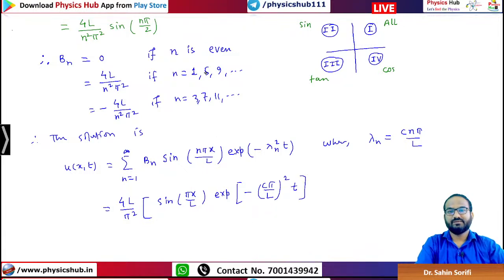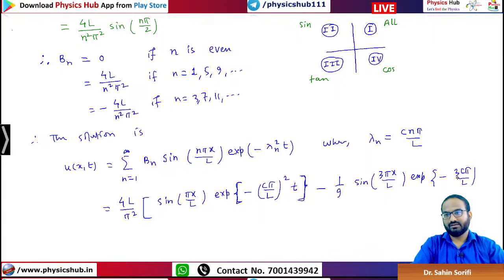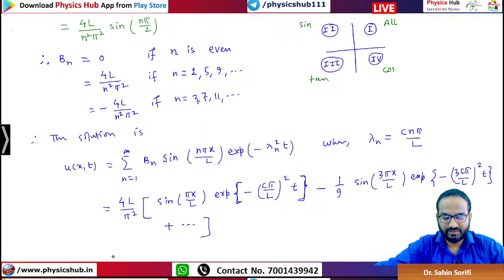For the second term, you have to choose n equals to 3. So this becomes minus 1 by 9 sin 3 pi x by L exponential minus 3c pi by L whole square into t. This will be the second term, and other terms will come like this. Do you understand this problem?